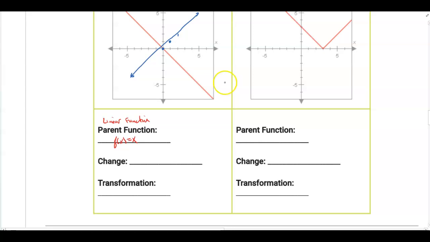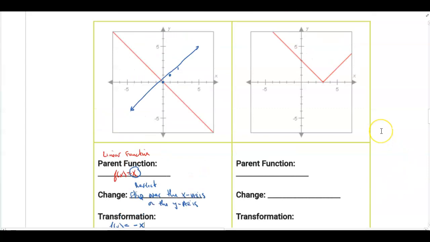So what did they do to this function? Well, what they basically did is all the x values and y values flipped. So this was a flip over the x-axis or the y-axis. You can look at it both ways. So anytime we flip or reflect, what we're basically doing to this function is multiplying it by a negative. So this function would be f of x equals -x.